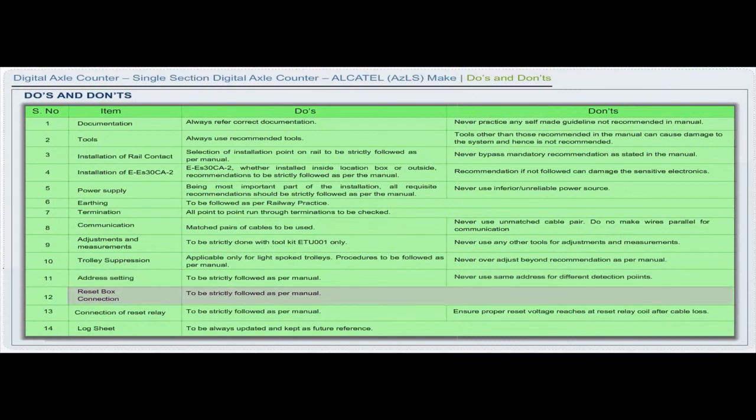Reset box connection to be strictly followed as per manual. Connection of reset relay to be strictly followed as per manual. Ensure proper reset voltage reaches the reset relay coil after cable loss. Log sheet to be always updated and kept as future reference.